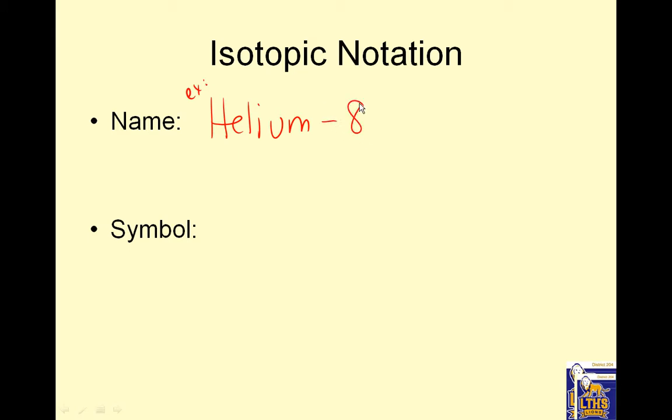Helium-8. Okay. So what would the symbol for that isotope be? Well, the symbol is the symbol of the element, He. Up on the top we have the mass number, and the mass number is 8. Dash to the mass. So the mass number is 8, it goes on top. Where do we get the number for the bottom?